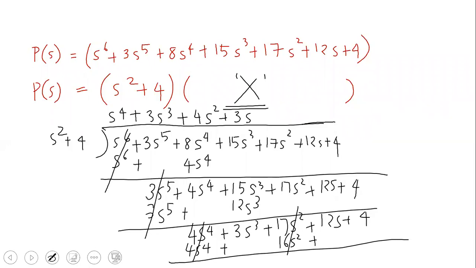So please complete it, and the last one will be 1. So this is a normal division that we do to get this X factor. This X factor, what we have got, is also a factor of the basic polynomial, that is P of S. So that means P of S has 2 factors, this and this.